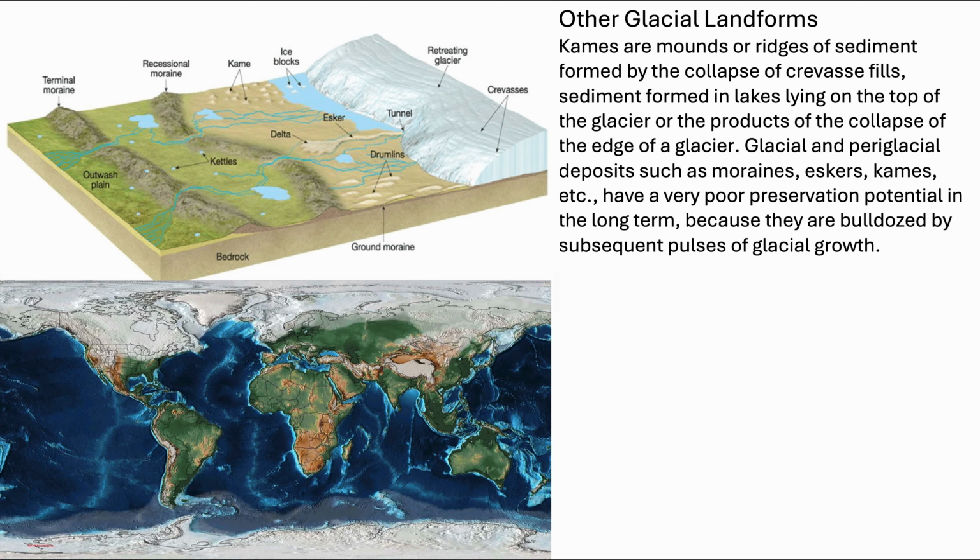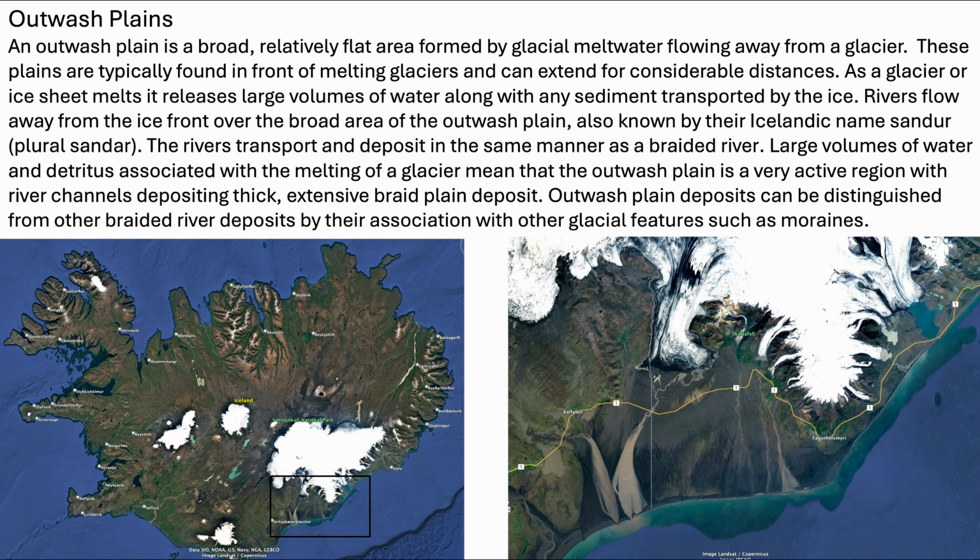Here we see the height of the last glacial, known as the late glacial maximum, with ice extending down into the southwestern United States. All of the Midwest is covered with ice, and of course all of Canada is covered by the Laurentide ice sheet and the Cordilleran ice sheet, which is located here to the west. An outwash plain is a broad, flat area formed by glacial meltwater flowing away from a glacier. These plains are typically found in front of melting glaciers and can extend for considerable distances.